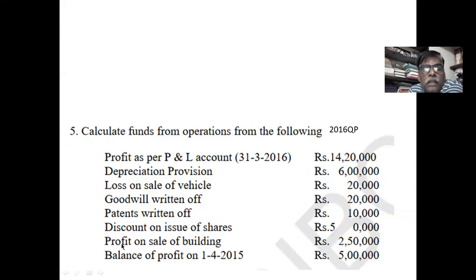Okay, and the balance of profit on 1/4/2015 is given. This is the opening balance of profit. So out of this, you take the closing balance of profit and add non-operating and non-cash expenses. Thereafter you deduct non-operating incomes and non-cash incomes. You see the solution.